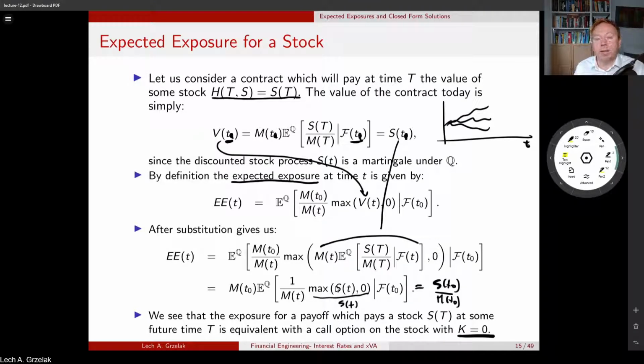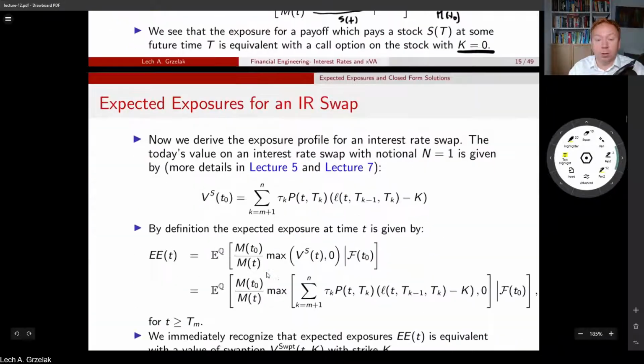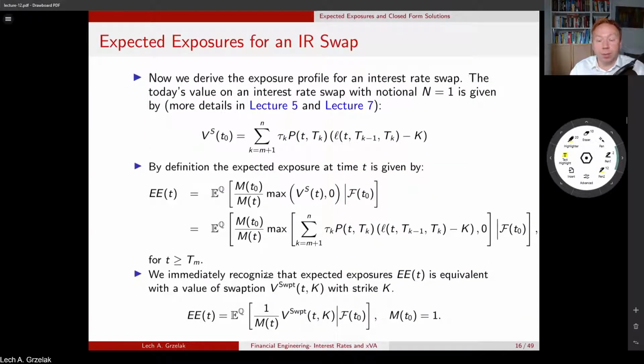In the next examples, you will see it sometimes becomes a little bit more involved, and then you have to deal with the Tower property of the expectations. So this is the simple case. The expected exposure simply is equal to ST0. Actually, it's not expected exposure, we should say correctly. It is discounted expected exposure. Okay, let's go to the next example.